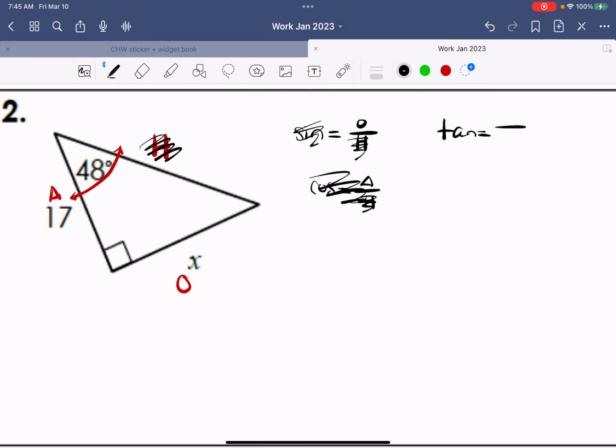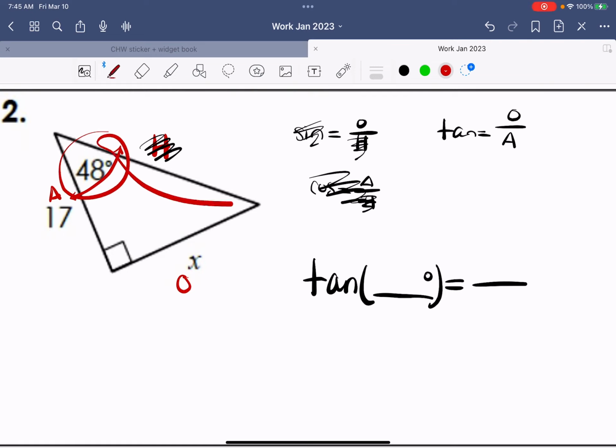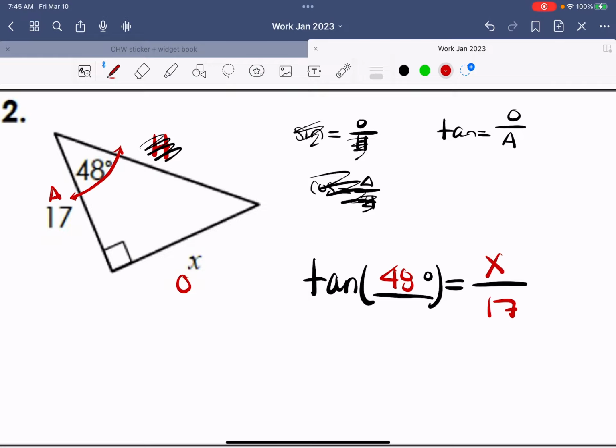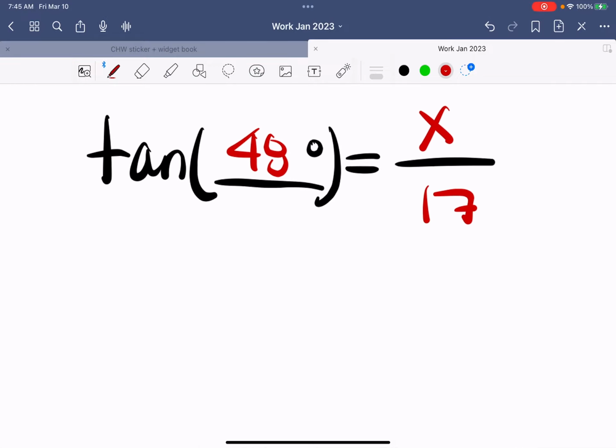Tan is the O over the A. So we're going to do tan, and then we put the degree, and then it's the O on top of the A. So the degree would be 48 degrees. The O would be X. You put X on top. And the A would be 17. Okay, from here, you're just solving for X.